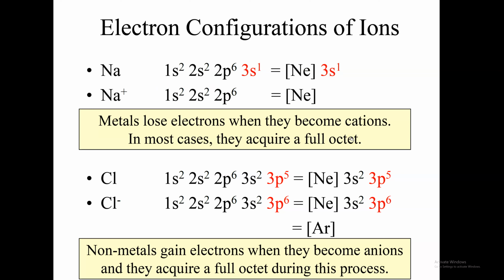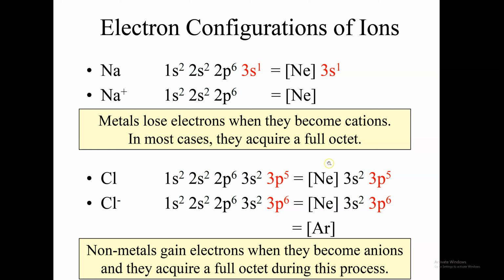Metals that lose electrons become cations, and the word cation basically means that they have a positive charge. In most cases, after they have lost that extra valence electron, as with sodium, they have a full octet. And that's why sodium is a very reactive metal.